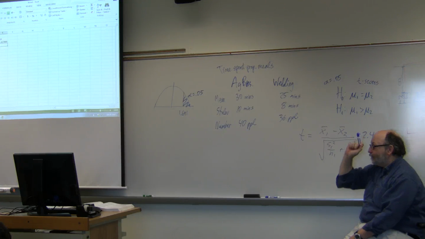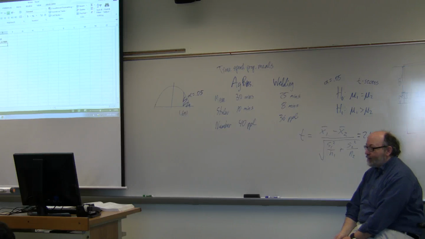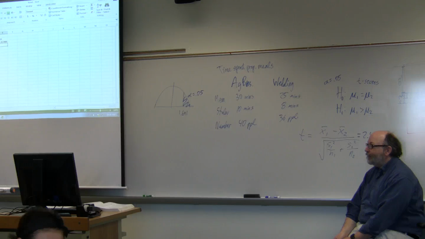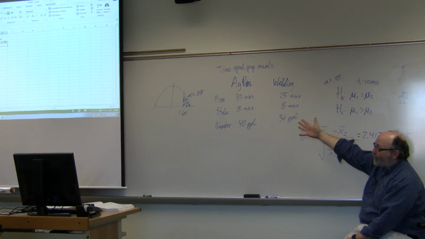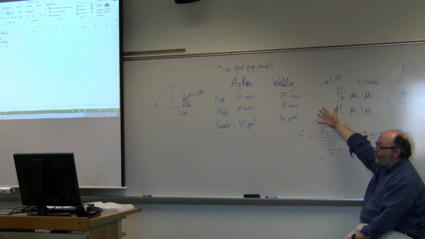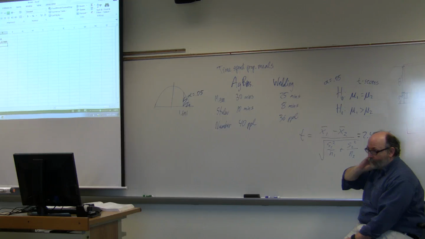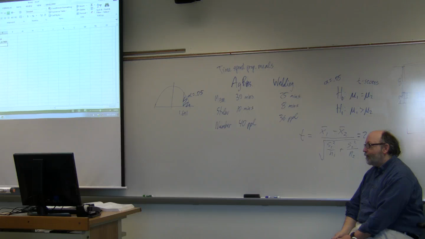Okay. So, Joseph, what does that tell us? That tells us that we were able to prove the alternative. Okay, but what does that actually mean? That means that the mean time spent preparing meals for ag business is greater than the mean time spent preparing meals in the welding. That's correct. The average time that ag business students spend preparing their meals is greater than that of the welding students. That's what we proved.